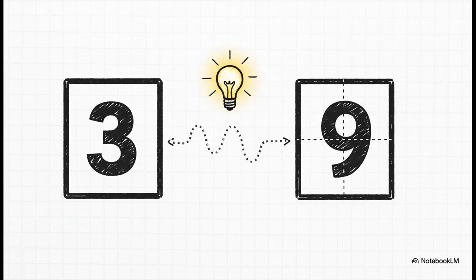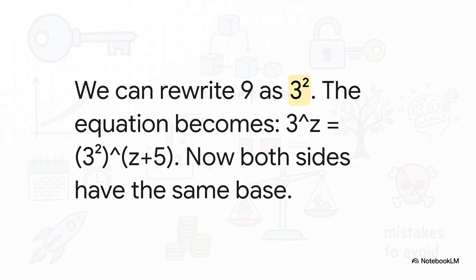So, at first glance, the bases look different, right? We've got a 3 on one side and a 9 on the other. But you can probably already see the connection here. And that's our first move. We all know that 9 is just 3 squared. So by swapping that in, we've done it. We've rewritten the equation so that both sides have that same beautiful base of 3.